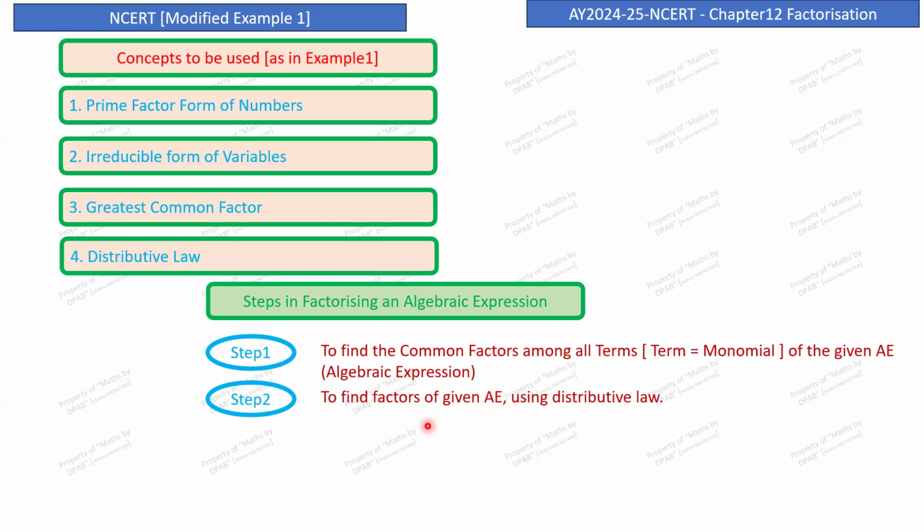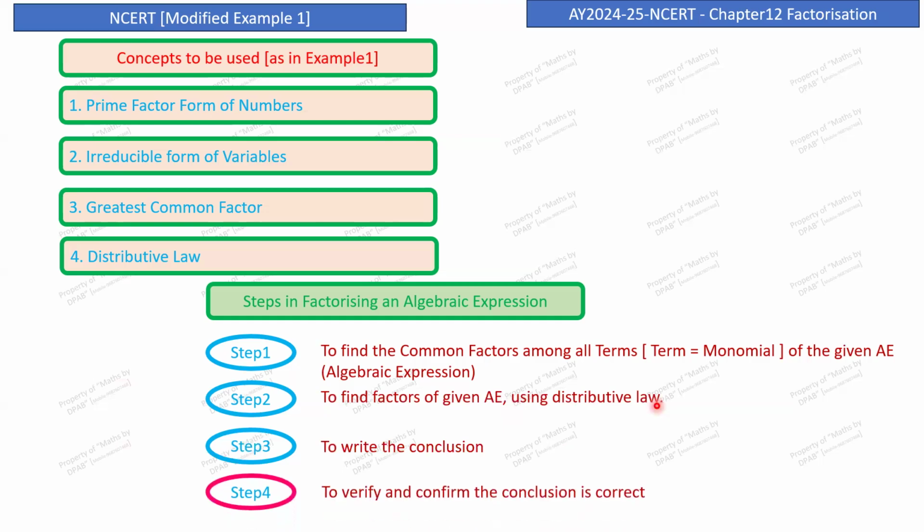Now, in the same way, in the modified example that I explained here, we are going to use the same steps to find the factors of the given algebraic expression using the distributive law. Like I said earlier, steps 3 and 4 are the same: write the conclusion, and finally, self-evaluation skill. Do you remember what skill you have to develop? Self-evaluation skill. Why is this self-evaluation skill required?